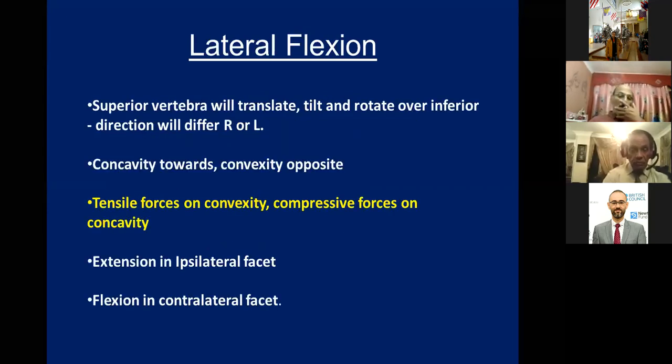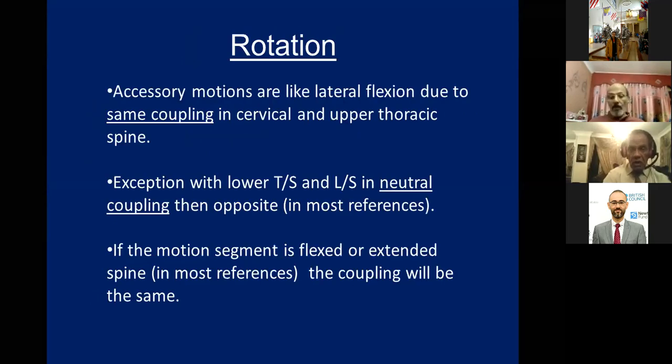Lateral flexion produces tensile force on the convexity and compressive force on the concavity. This is the force during lateral flexion to the right or to the left. There is also rotation, and the rotation is characterized by coupling movement, which occurs at the junction segments, the cervicothoracic junction and the thoracolumbar junction. There is coupling movement of rotation between these segments.